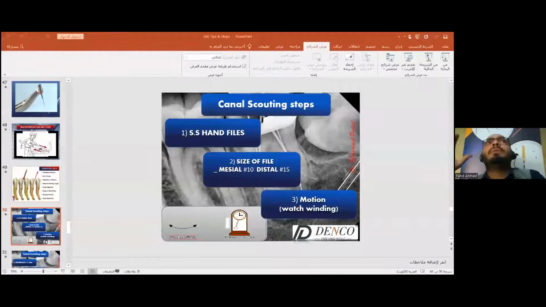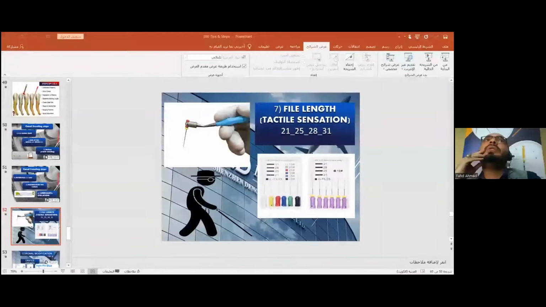Here we have a last point in canal scouting. You should file to get tactile sensation, like a blind person using their hands. Okay, let's go out and come back to see the slide. Okay, here we have file length, tactile sensation. Like a blind person using their hands. The shorter the hands, the better the sensation. So if you use a file holder, you will not get tactile sensation. You know, this holder, if you use it, you will not get tactile sensation.